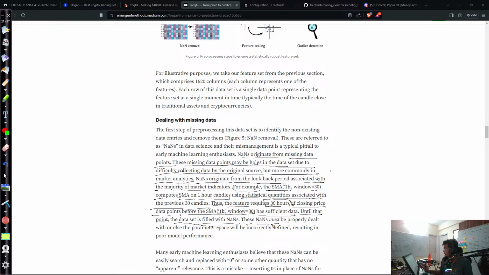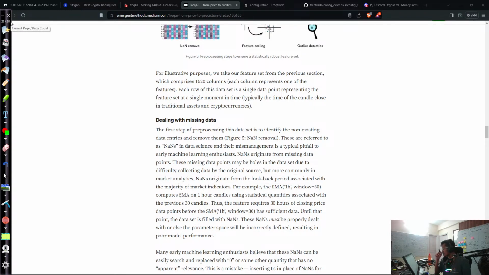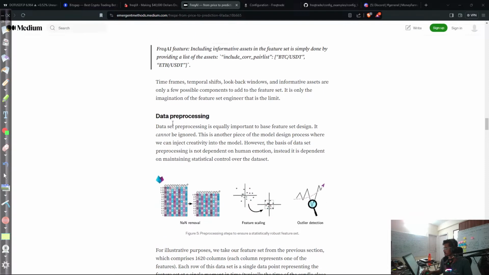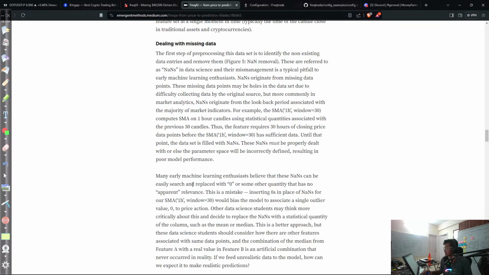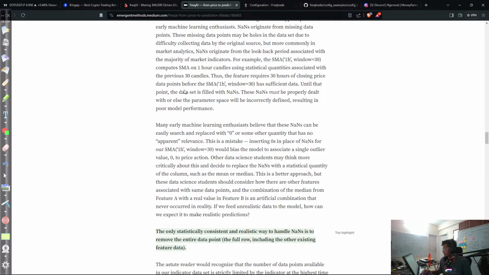These NaNs must be properly dealt with, or else the parameter space will be incorrectly defined, resulting in poor model performance. Just think about it for yourself, guys. If you don't really know what that data is, how are you going to make sense out of it? That's why in machine learning, the first thing they said is that it's equally important. It cannot be ignored. They are equally important. So yeah, now we got that.